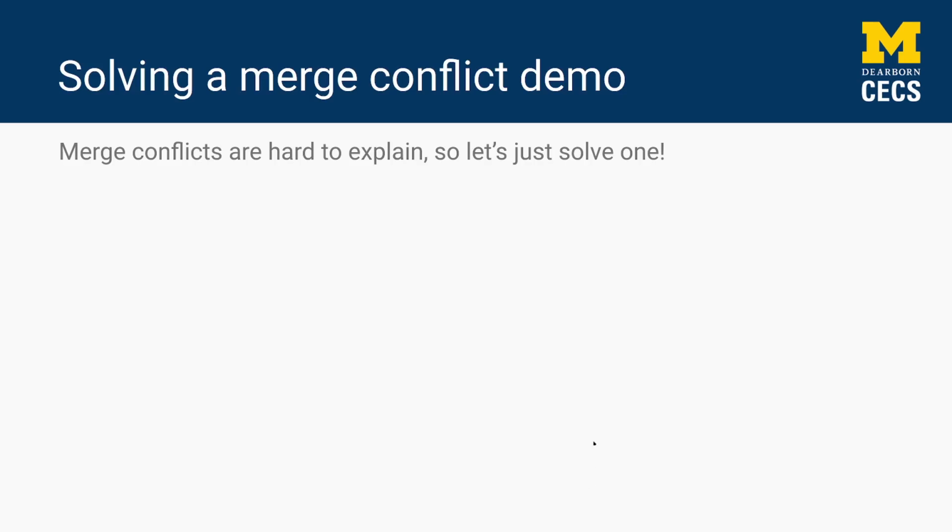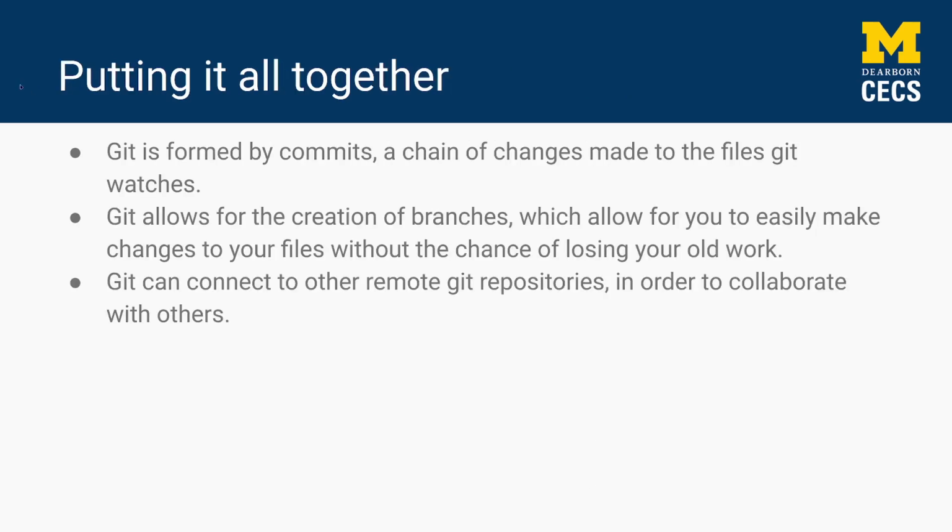Cool. So just a brief summary of everything we've done. First, Git is formed by a chain of commits. Each of these commits contain only the changes made since the last commit. Git has branches, which allow you to easily have divergent changes and switch between them. You can store all of these on a remote, and everything works exactly as you'd expect, as with a local. And merge conflicts are bad, I guess. I don't know. Merge conflicts are complicated, but hopefully you understand them a bit better.